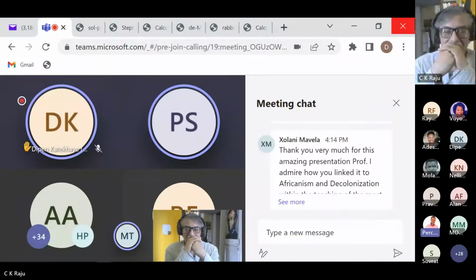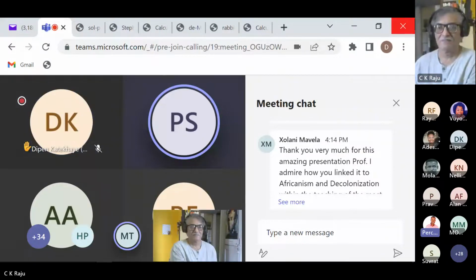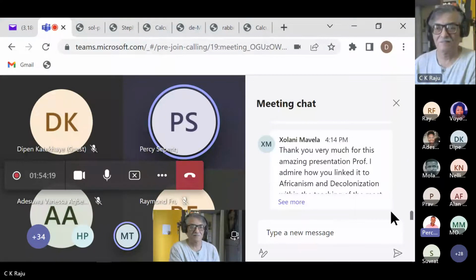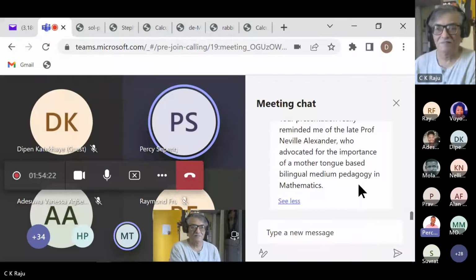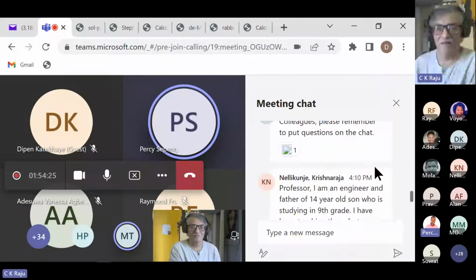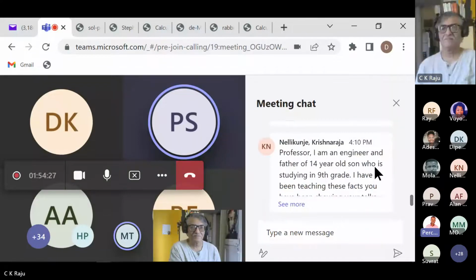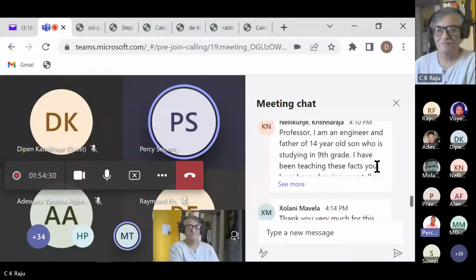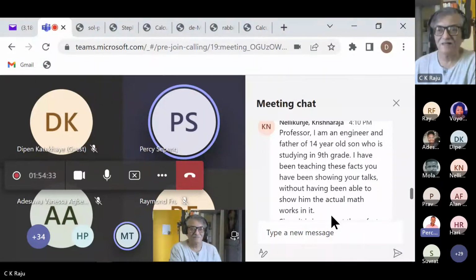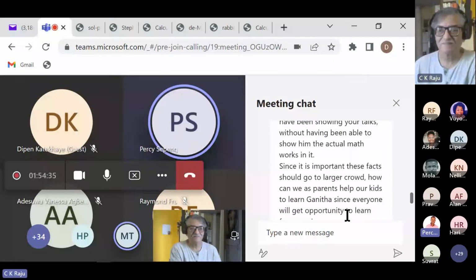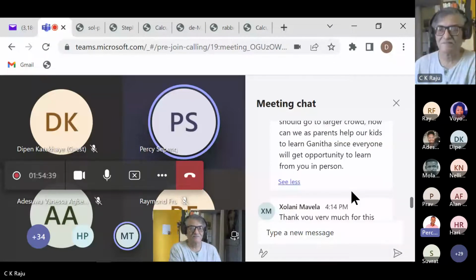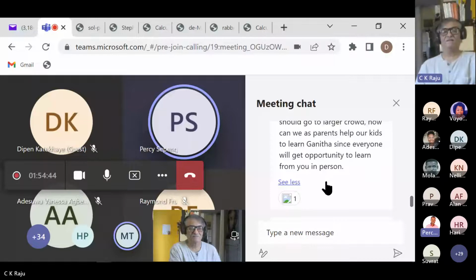I've got from the chat box, Professor Raju, a comment and perhaps slightly a question. It says, Professor Raju, I'm an engineer and a father of a 14-year-old son who is studying in 9th grade. I've been showing him your talks without even being able to show him the actual maths works in it. Since it is important these facts should go to a larger crowd, how can we as parents help our kids to learn Ganitha, since everyone will get the opportunity to learn from you in person? Do you want to respond, Prof?